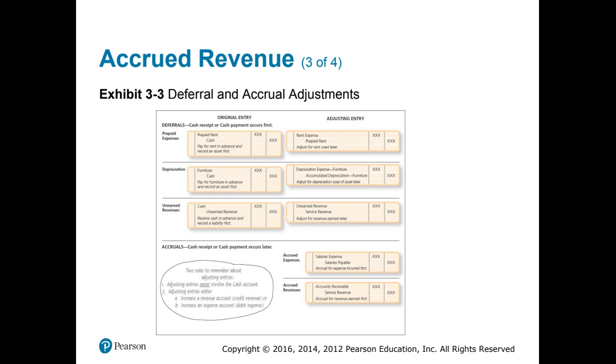And then we have here accrued expenses. When we have a cash receipt or cash payment that occurs later, it's an accrued expense. We're going to debit salaries expense and credit salaries payable, and that's to accrue for our expense that was incurred. If we have accrued revenues, we're going to debit accounts receivable and credit service revenue, and that's the accrual for revenue that was earned first.